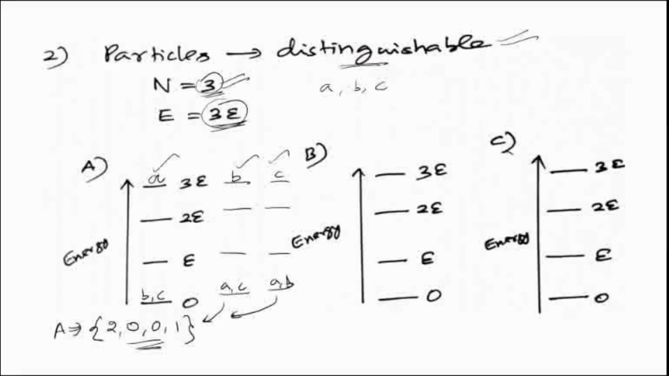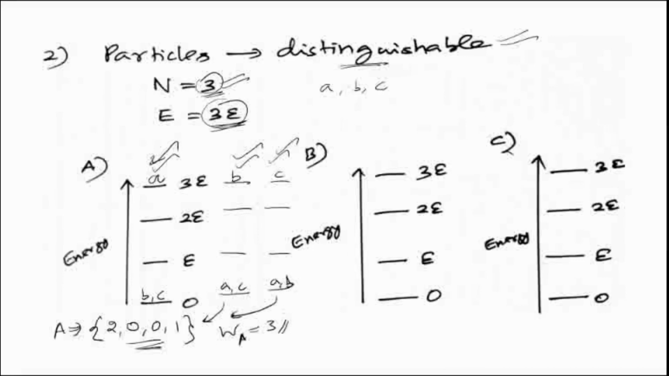This macrostate can be obtained in 3 different ways, and each way of getting this macrostate is called a microstate. So this is one microstate, this is another microstate, this is another microstate. So what is meant by microstate? A microstate is nothing but each unique way of getting a particular macrostate. So for this macrostate A, we have 3 microstates possible for the system.